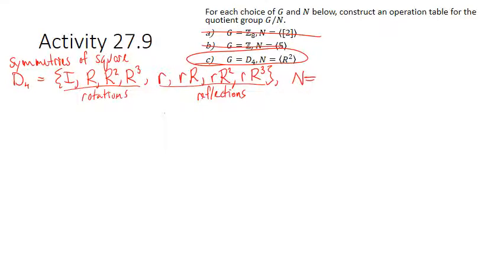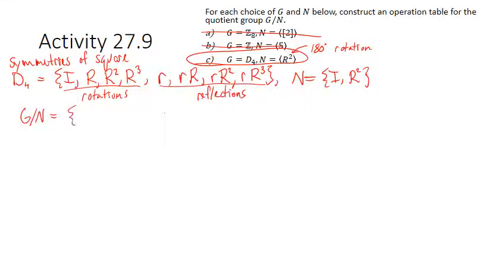So it's generated by r squared, and that is the 180-degree rotation. Because this is a square, if you do the 90-degree rotation twice, that's the 180. So n is just going to consist of the identity and then r squared itself. So no matter how many times you do that r squared rotation, it's either just the identity or it's r squared again. Okay, so what are going to be the cosets in this case?